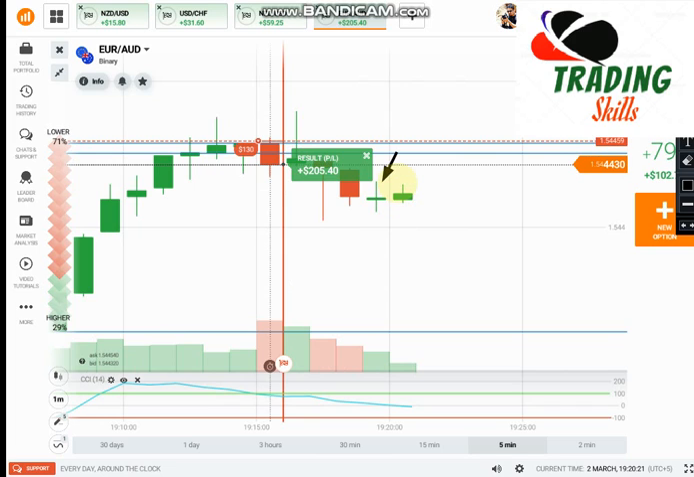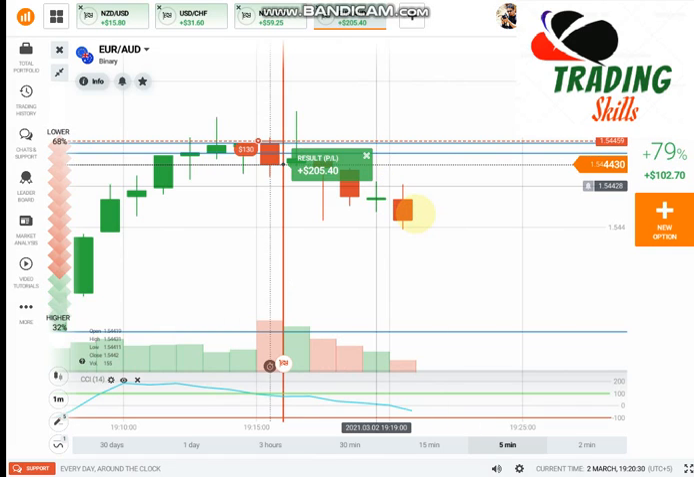So this is how you can easily predict each and every candle, but you need to analyze your levels. You need to analyze and identify the psychology.